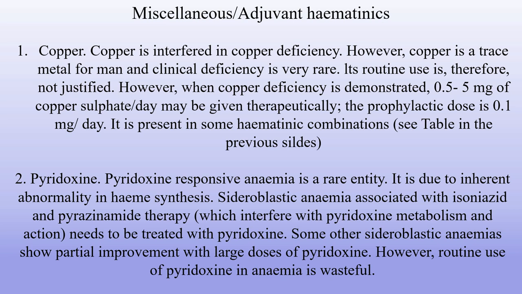The second, pyridoxine. Pyridoxine-responsive anemia is a rare entity. It is due to an inherent abnormality in heme synthesis. Sideroblastic anemia associated with isoniazid and pyrazinamide therapy, which interfere with pyridoxine metabolism and action, needs to be treated with pyridoxine. Some other sideroblastic anemias show partial response with large doses of pyridoxine. However, routine use of pyridoxine in anemia is wasteful.